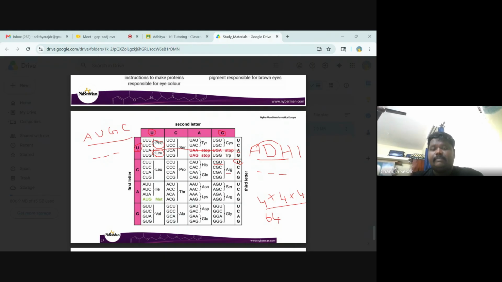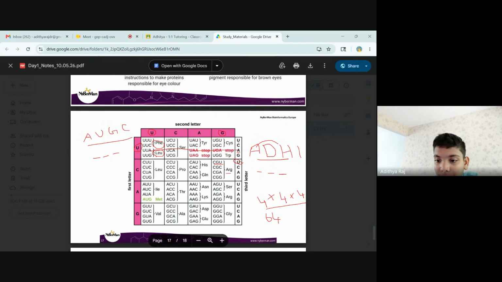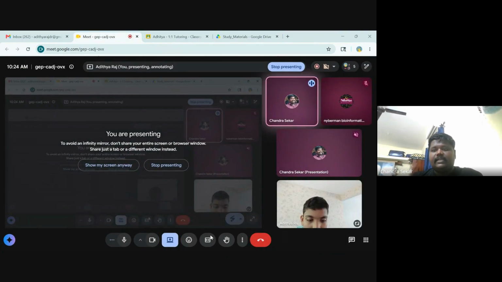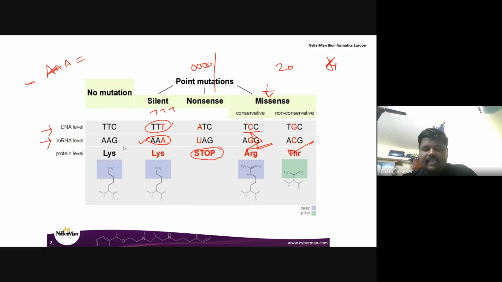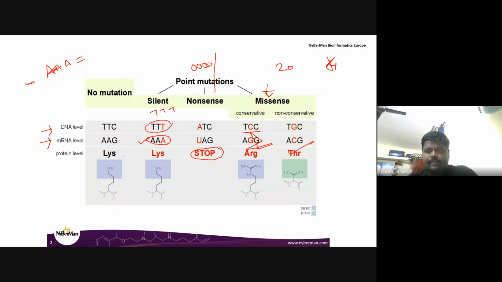Stop. Missense. Not missense. Whereas if it is UGA, that becomes a stop codon. Clear? That becomes nonsense. Now come back to my slide. Got my point? What is conservative and non-conservative?